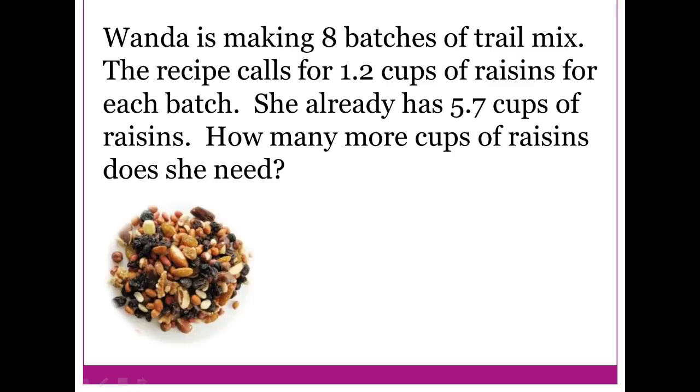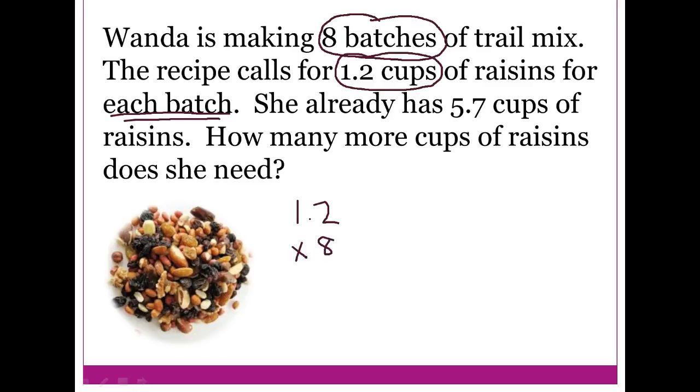This is going to be a multi-step problem. The first thing we need to know is what is the total amount of raisins that Wanda needs? And in order to do that, we'll need to multiply. Wanda is making 8 batches, and there are 1.2 cups in each batch. So we know that would be 1.2 plus 1.2 plus 1.2 and so on. So repeated addition is multiplication. We'll go ahead and multiply 1.2 times 8, and we learned that Wanda needs 9 and 6/10 cups of raisins altogether.